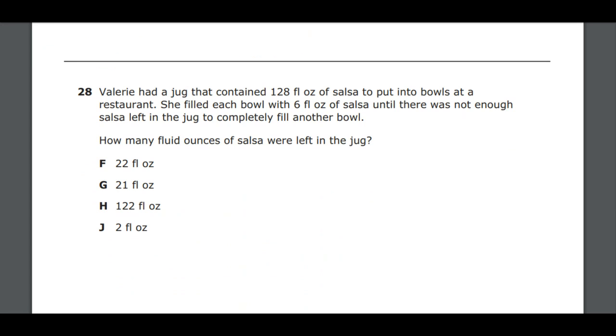28. Valerie had a jug that contained 128 fluid ounces of salsa to put into bowls at a restaurant. She filled each bowl with 6 fluid ounces of salsa until there was not enough salsa left in the jug to completely fill another bowl. How many fluid ounces of salsa were left in the jug?